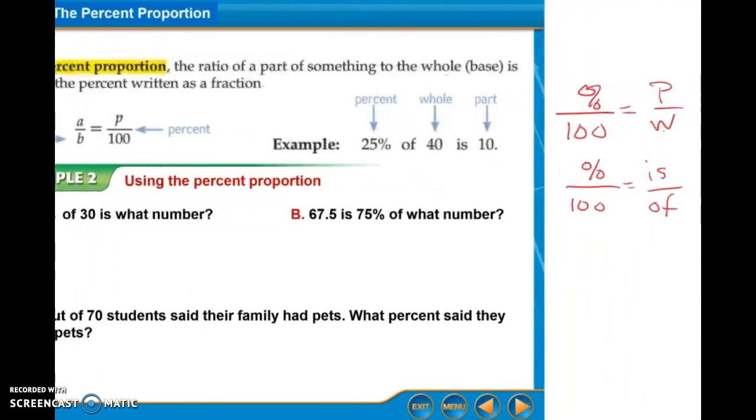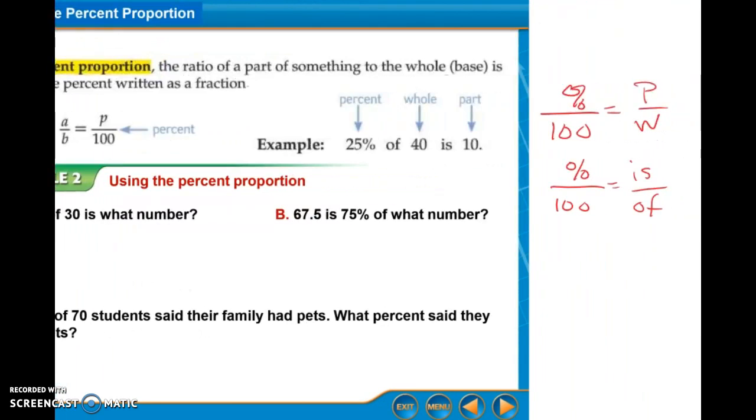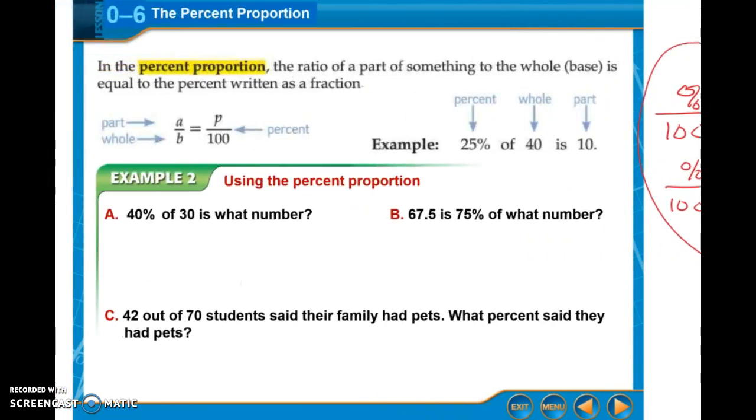Okay, so now we're to the newer stuff. Percent over 100 equals part over whole, and percent over 100 equals is over of, these equations over here. You might have seen this before in your other classes, in your other schools. This is the way I like to look at it also. So think of these things. These ratios are the common ratios that you use when you want to convert is over of to percent.